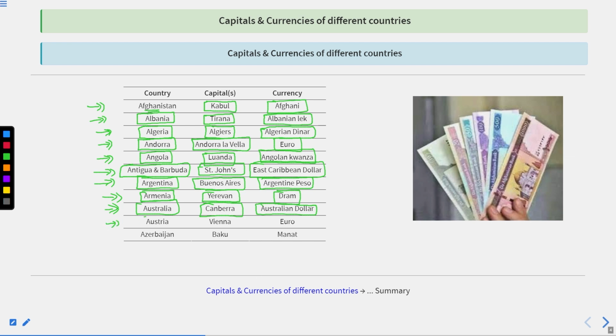Then Austria. Remember, Austria and Australia are different countries. Australia is also a continent and a country, whereas Austria is a country of the European continent. Austria with the capital of Vienna. Currency is Euro. Azerbaijan. Capital is Baku. Currency is Manat.